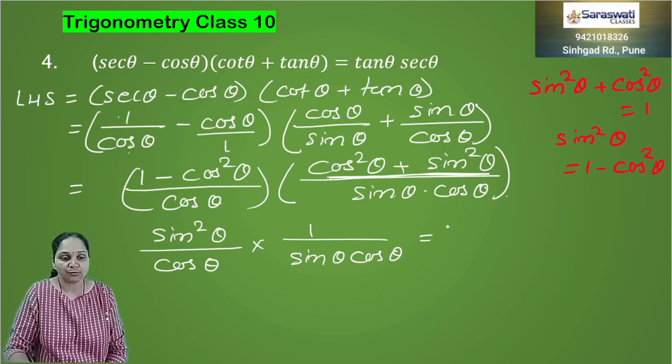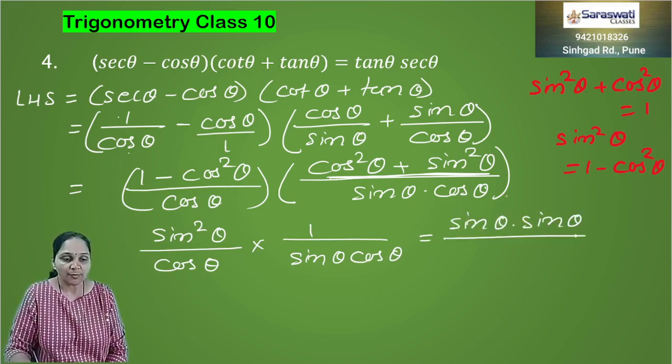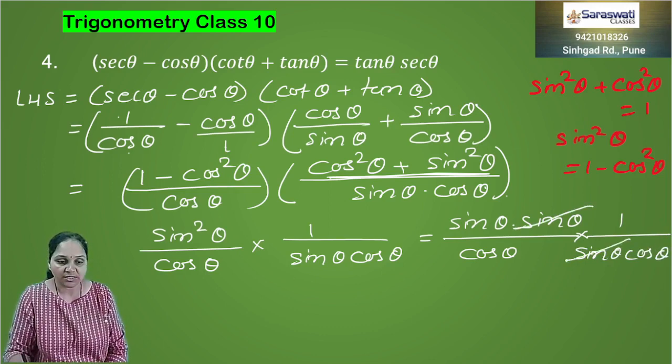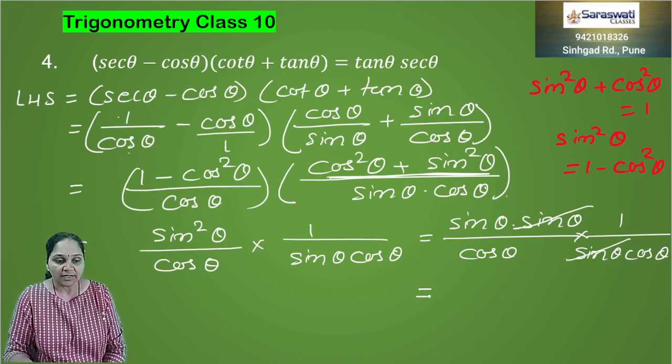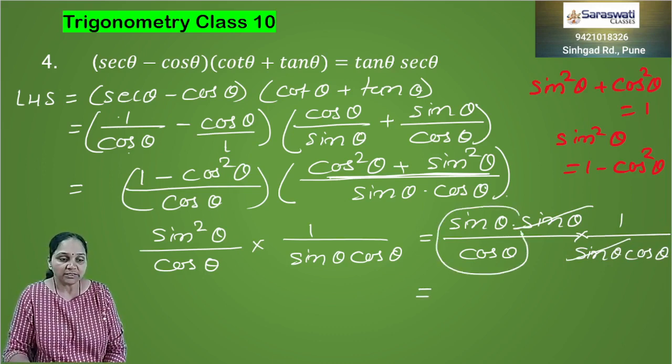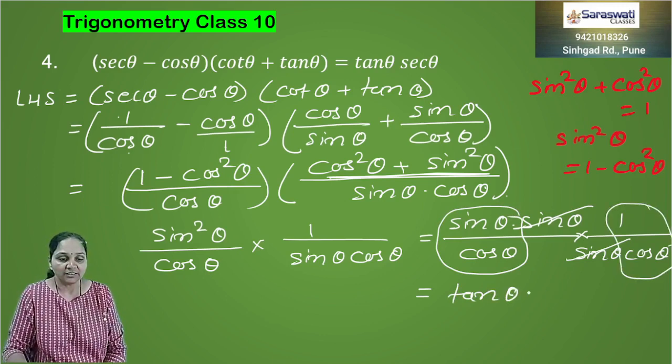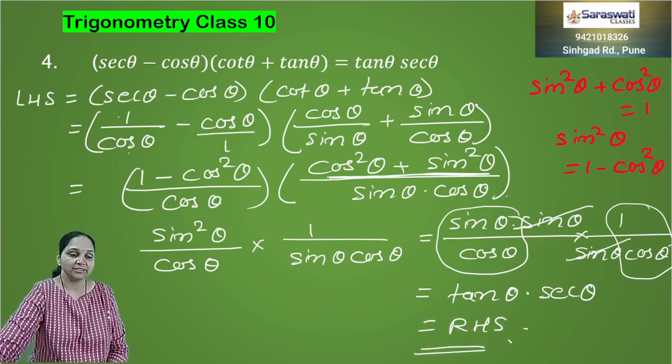Now sin square theta, that means sin theta into sin theta upon cos theta into 1 upon sin theta into cos theta. So we can cancel one sin theta for this, and then sin theta upon cos theta is tan theta, and 1 upon cos theta, that is sec theta, and which is our RHS. So we have proved this identity also.